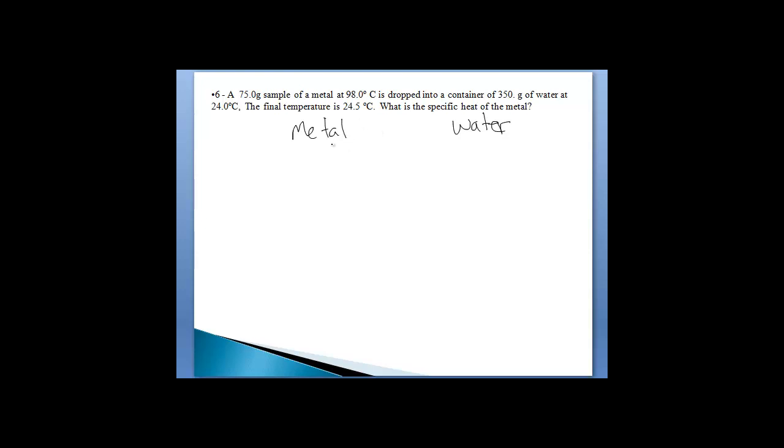Alright, so the way I would usually do this is I would set up Q is equal to MC delta T, which is T final minus T initial for the metal, and I'm going to set up Q is equal to MC delta T for the water.